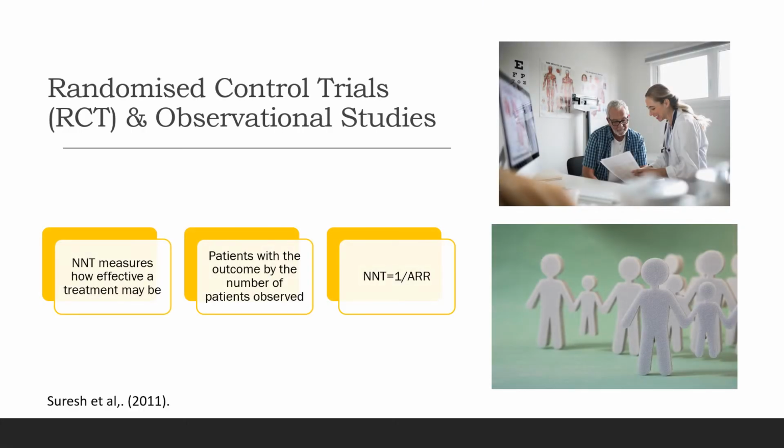In randomized controlled trials, the number needed to treat is derived from the results of a treatment and interprets the number of patients who need the treatment to prevent one additional event. It measures how effective a treatment may be and whether there are benefits or harm.